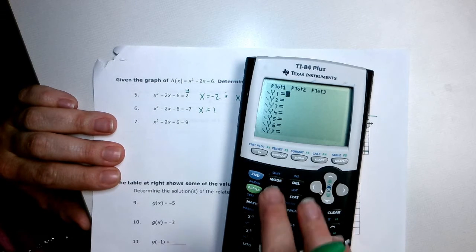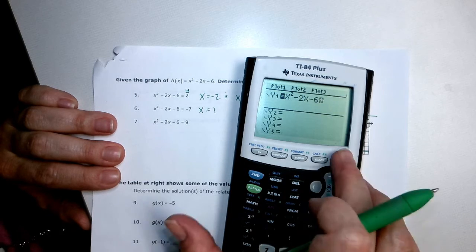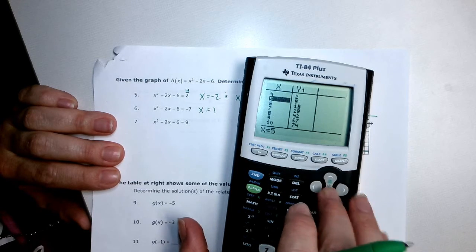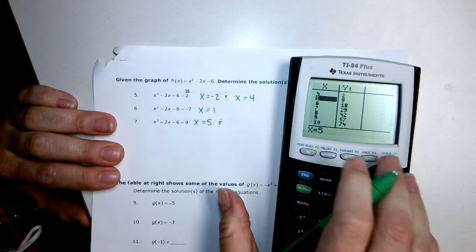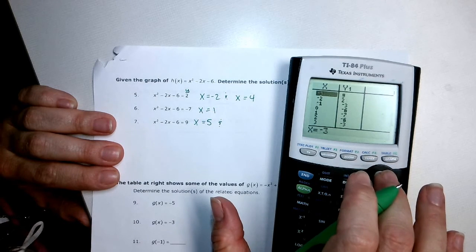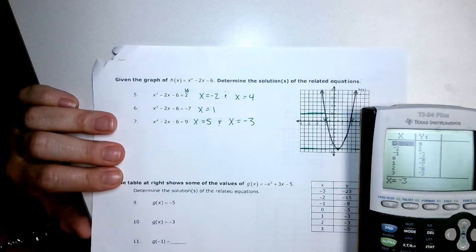So we have x squared minus 2x minus 6, and I'm looking for a height of 9. Well, here it is at 5, but remember there's going to be 2, and x equals -3. Okay?